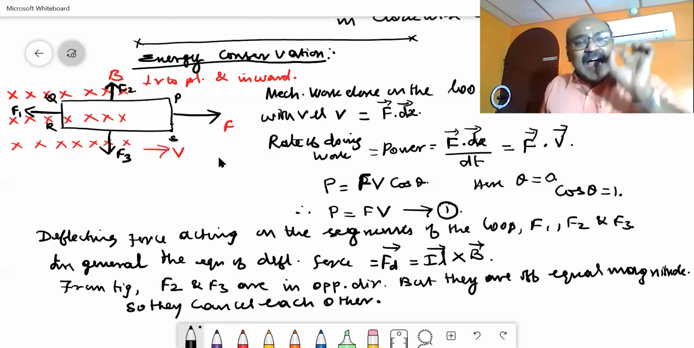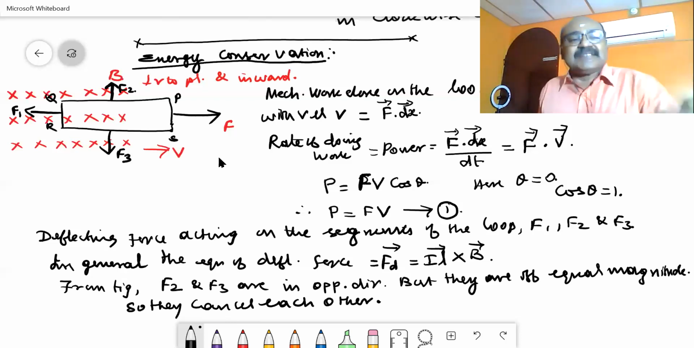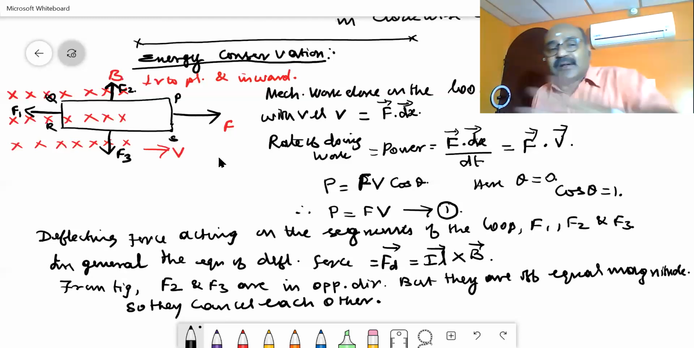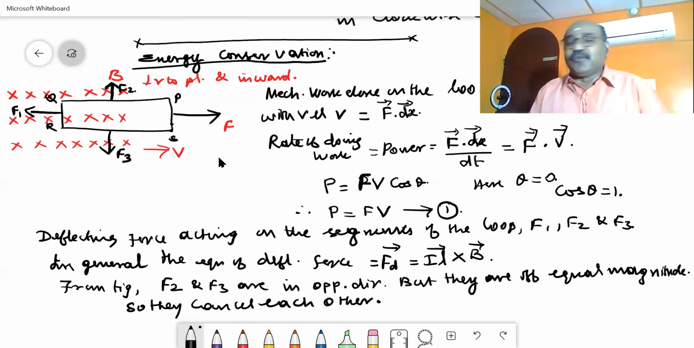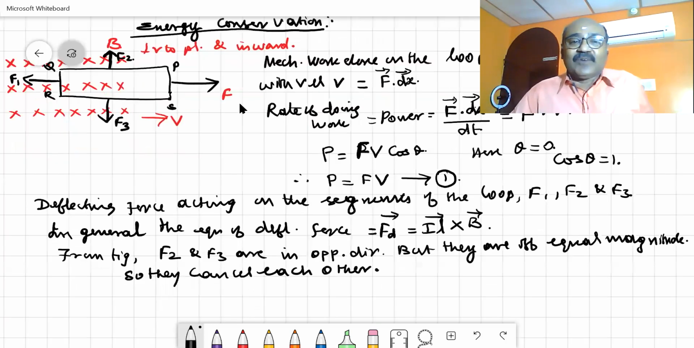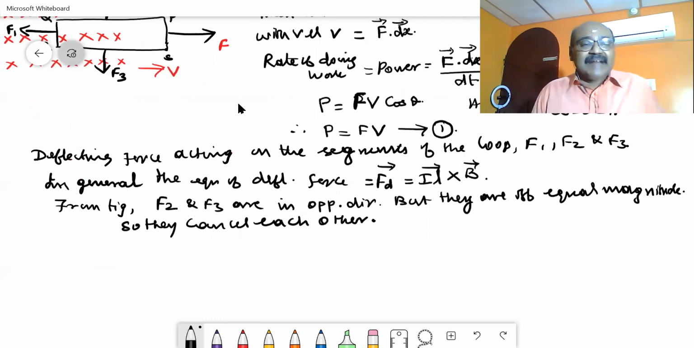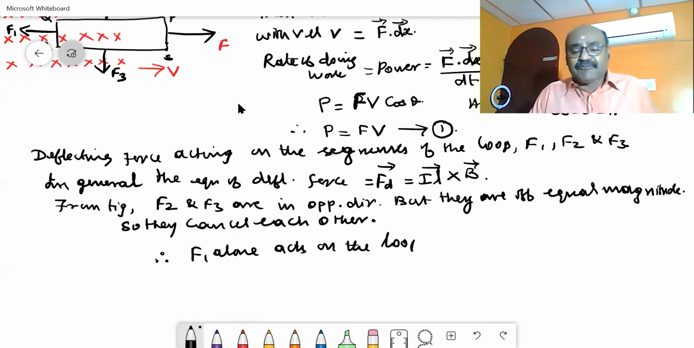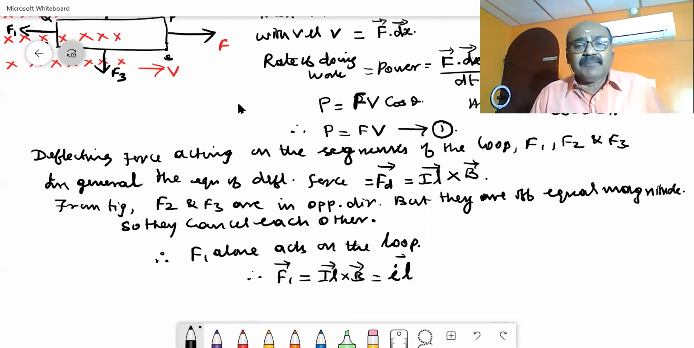So the deflecting force acting on the segment QR is F1, which is opposite to the mechanical force that is acting on it. So let us calculate the value of F1 now. Therefore, F1 alone acts on the loop. That is, the deflecting force acting on the loop is F1 alone. Therefore, what is F1 vector? F1 vector is given by the formula IL vector cross B vector. Here we are representing I as small i.